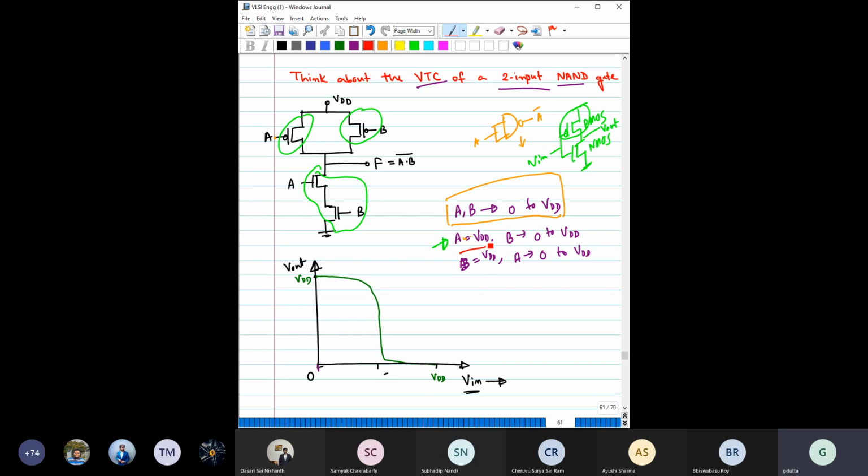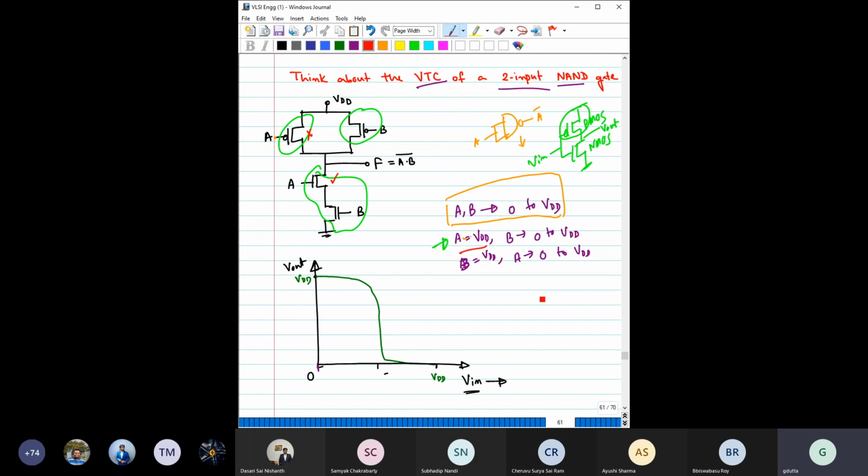Now let us say for the next case. Now you have fixed VDD, A equal to VDD. So now you have fixed A equal to VDD. That means this transistor is always on, this transistor is always off. So for this pull-up network, compared to earlier, the strength has reduced. Strength has reduced means the resistance has now increased, right?